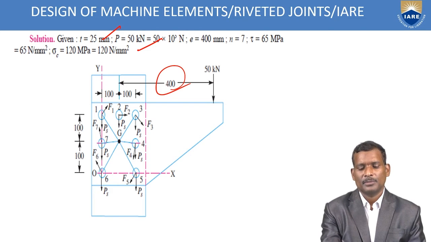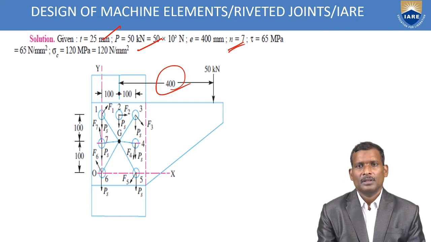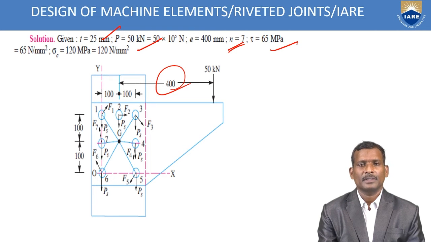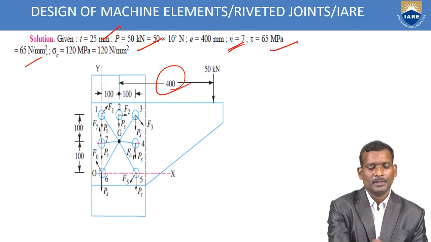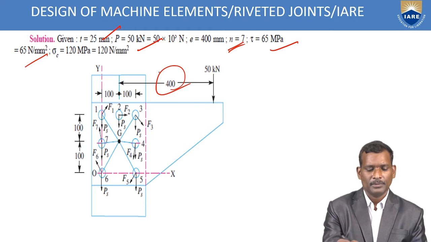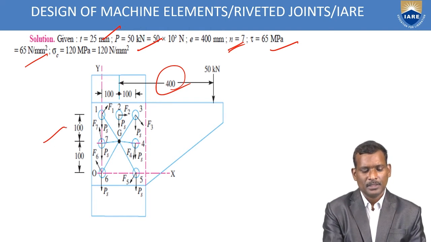Here the number of rivets is 7, and tau is equal to 65 megapascal, which you can convert into Newton per mm square, that is 65 N/mm². Sigma C is equal to 120 megapascal, converted into Newton per mm square. One megapascal is equal to 1 Newton per mm square, so 120 N/mm². The remaining dimensions are shown in this diagram: C is 100.